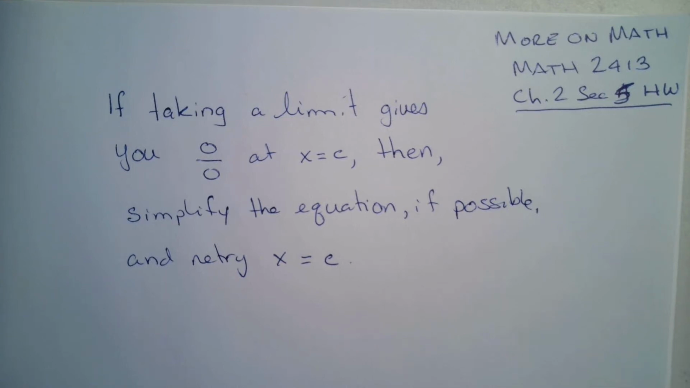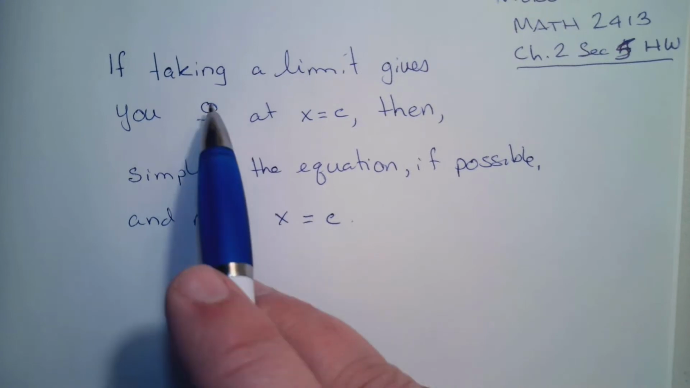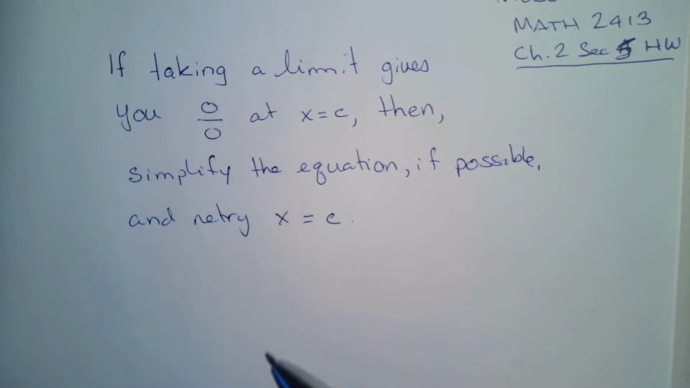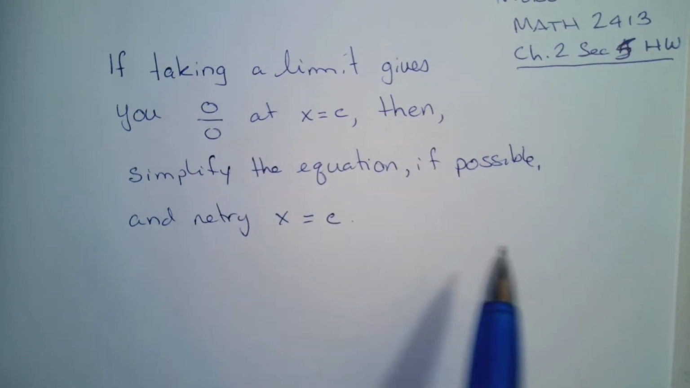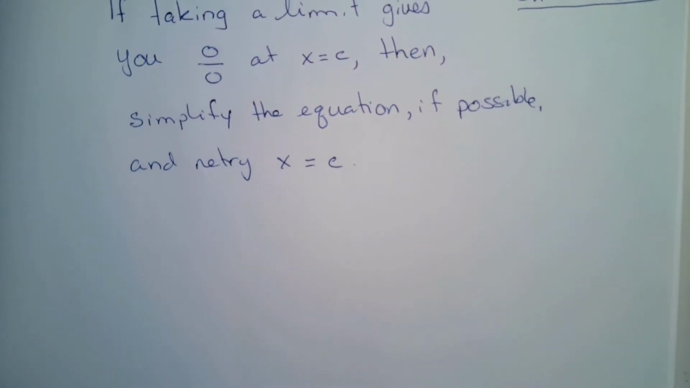Here's the note. If you're taking the limit and it gives you 0 over 0 when x equals c, then rewrite your equation, simplify it, and then try it again. Here's the example.